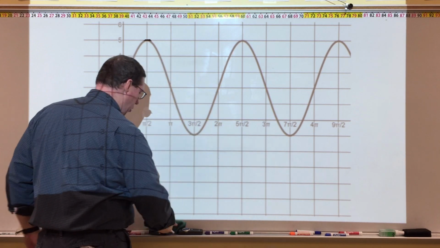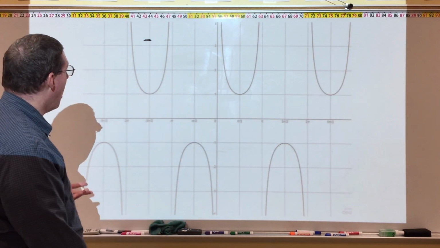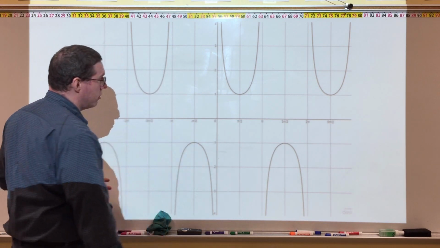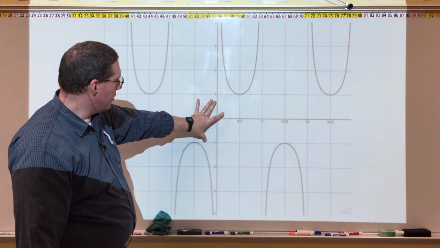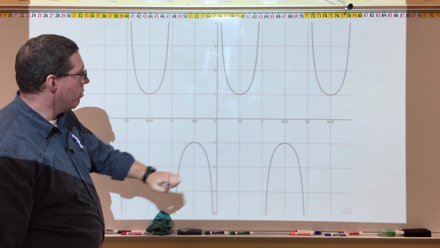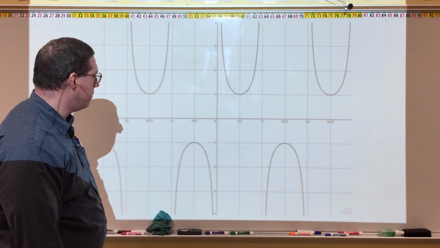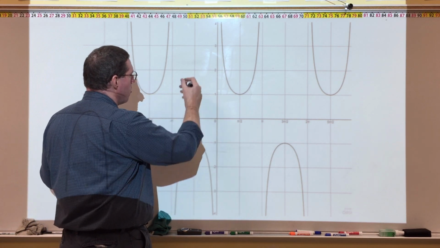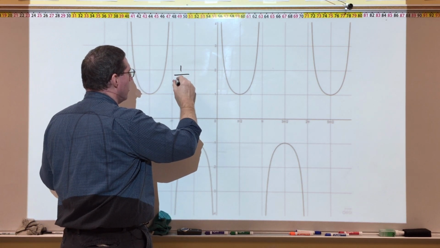Now let's do curve number 10. All right, this is not sine or cosine. This is not tangent or cotangent because it's vacant in the middle. It's got the U shapes, so this is either secant or cosecant. The other one we did was secant. That probably means this one's cosecant, but let's make sure it's cosecant.